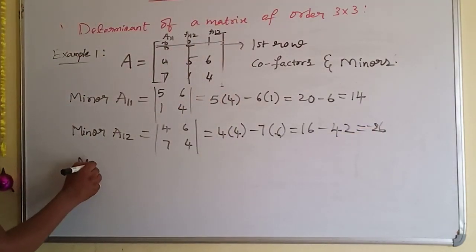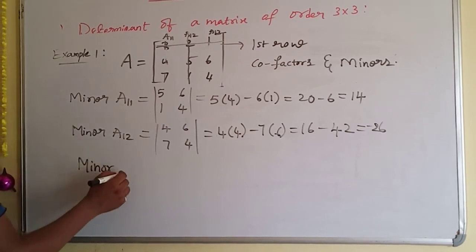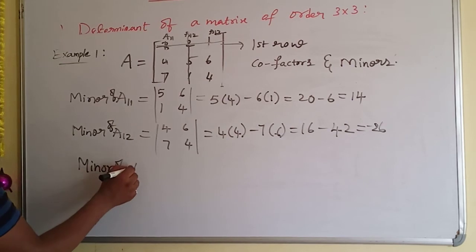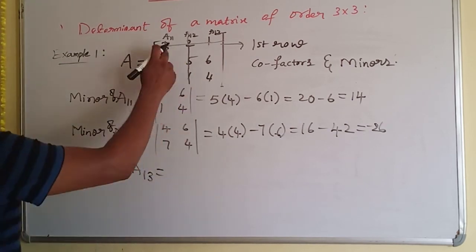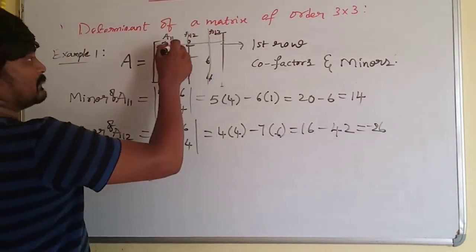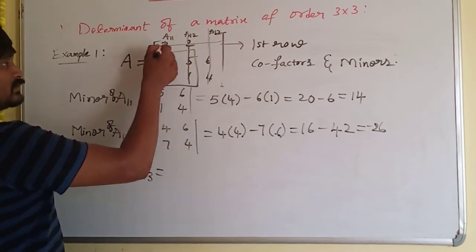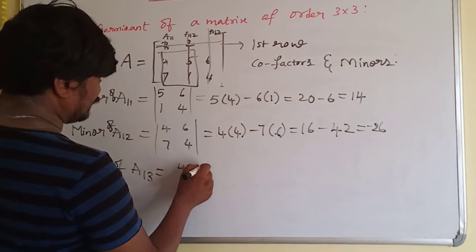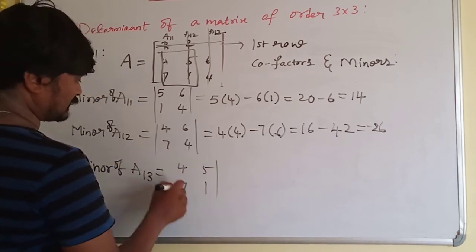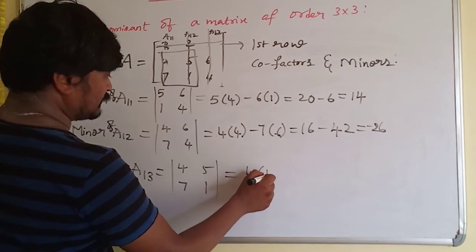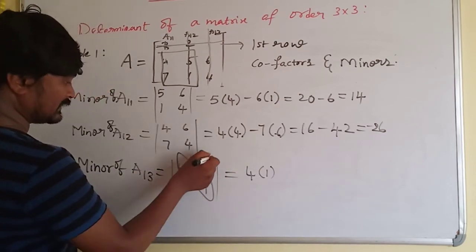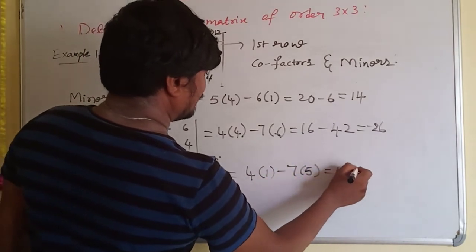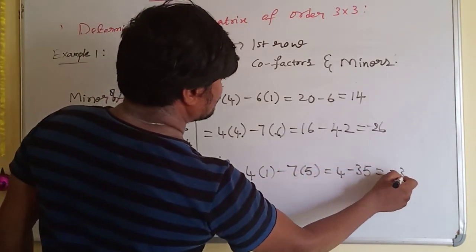Then the minor of A13. This is all the first row. Again remove this part, and what remains? 4, 5, 7, 1. Write 4, 5, 7, 1, and again 4 into 1, the first one, minus 7 into 5: 4 minus 35, that is minus 31.